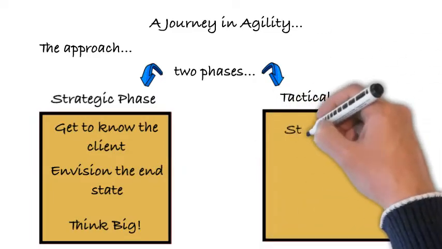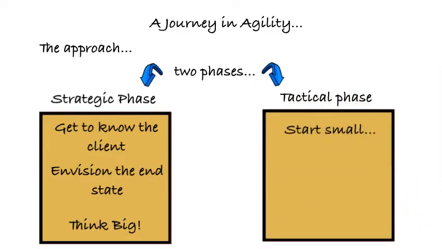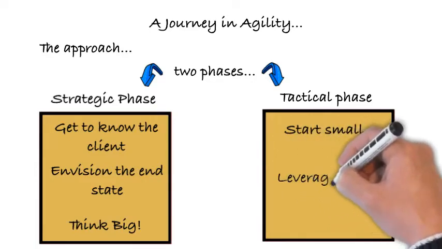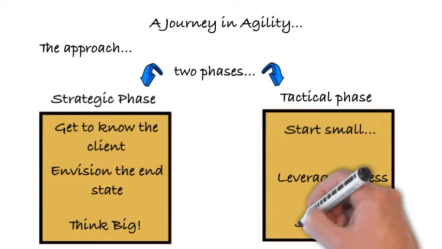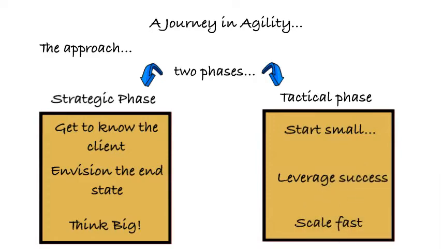In the tactical phase, you want to start small. Typically, this consists of creating a pilot team with a hand-selected group of people and a project with a high likelihood of success. Once this has been executed, you want to leverage that success by creating yet more and more teams. The intent is to scale fast so that the organization can see the value that Agile can provide.